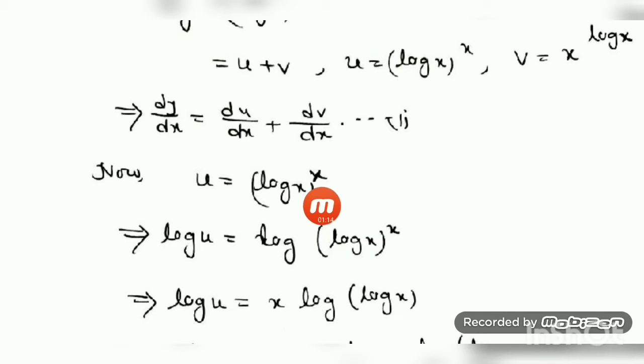As I told you, this power is a variable, so take log on both sides. Taking logarithm on both sides, we get log of u is equal to log of (log x) to the power x. Here the power is there. Power can be written as a product. So it becomes x into log of log x.